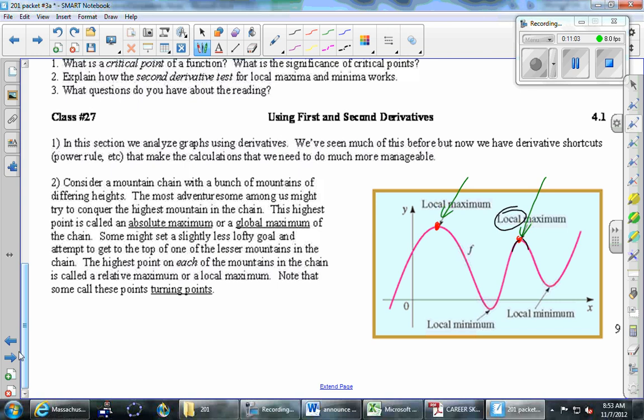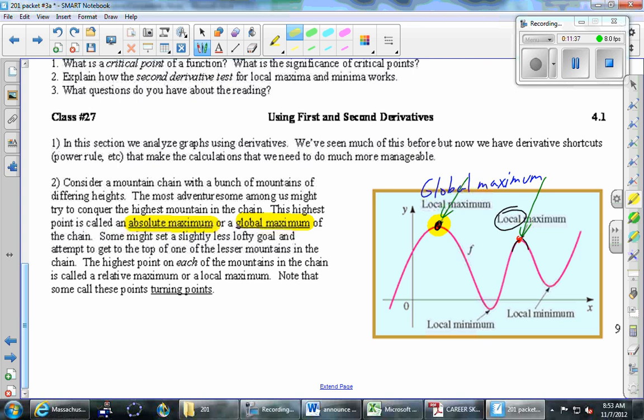If it happens that the point you're focusing on is not only higher than the points nearby, but higher than everybody, then we also call it a global maximum. It's the highest point on the globe, anywhere. Okay, so that point right there is called a global maximum. Here's another synonym for you, an absolute maximum. It is absolutely the highest point anywhere.